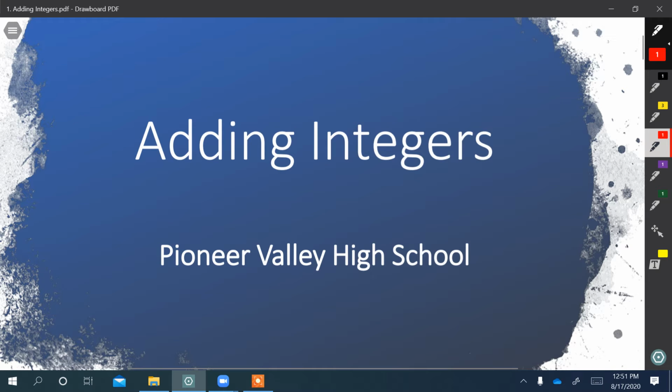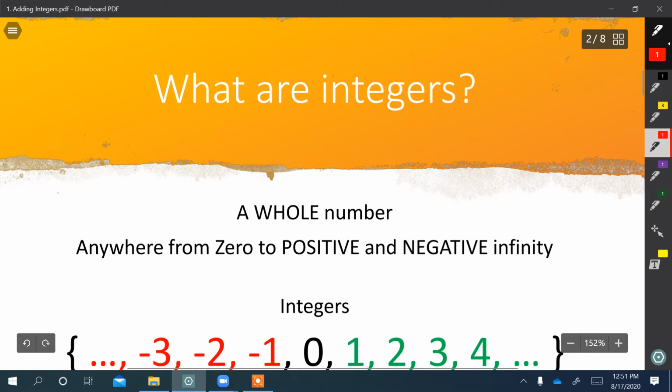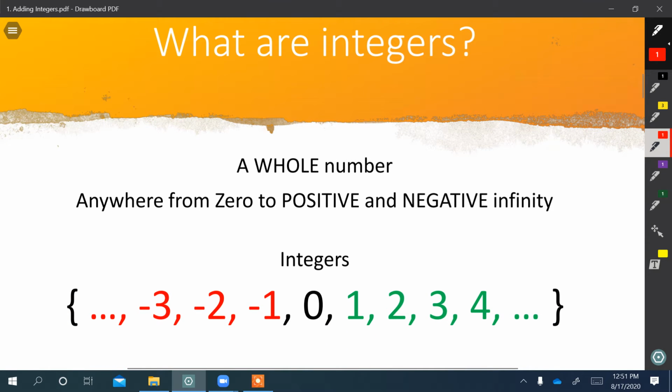Everybody, we're going to be adding integers today. So let's go ahead and get started. First of all, what are integers? Well, an integer is actually a whole number. A whole number is just 1, 2, 3, 4, 5, 6, 7. We can keep going, and those are all whole numbers.